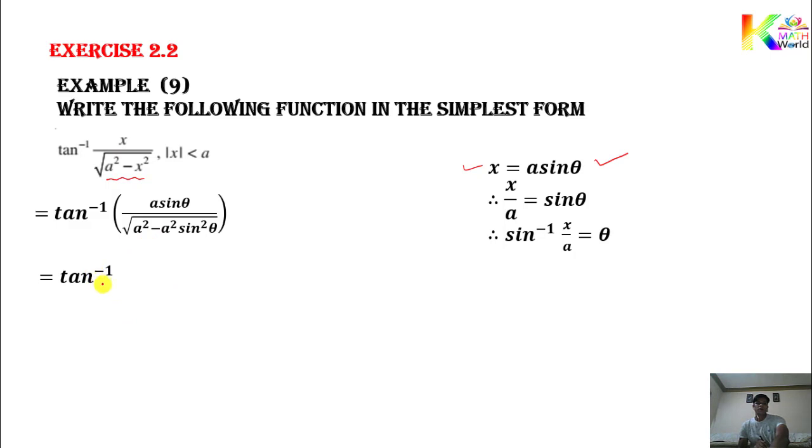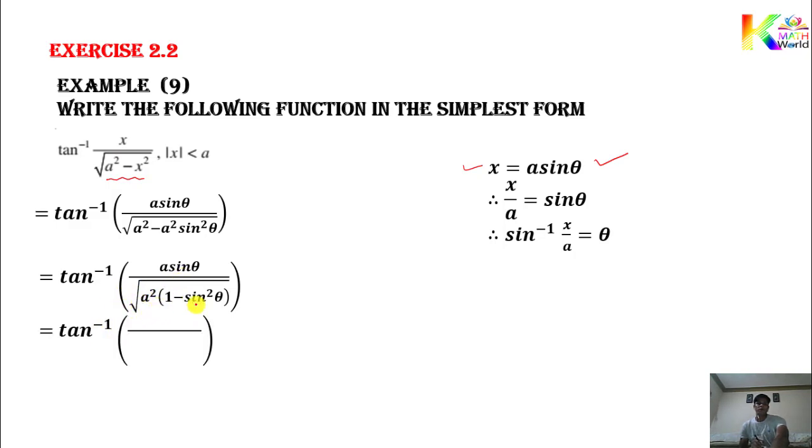But you can see here a sin theta, a square common, then you got 1 minus sin square theta. Now root of a square will be a, and a will be cancelled out. So you got tan inverse of sin theta and 1 minus sin square. What is the formula? Cos square. Now you can cancel this a. So you got sin theta and root of cos square.